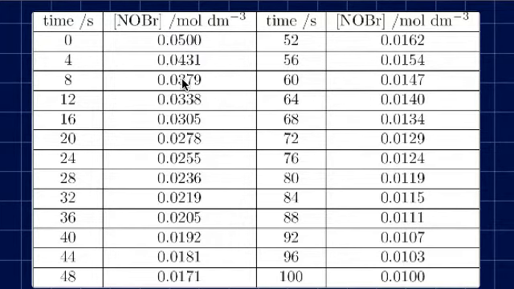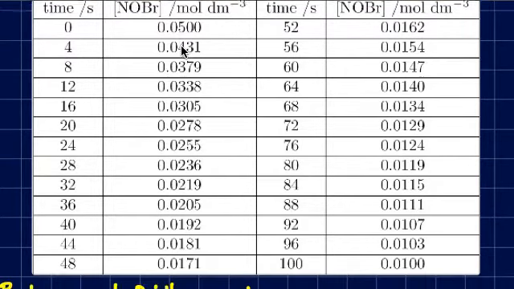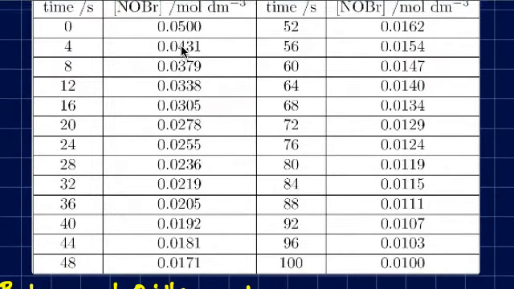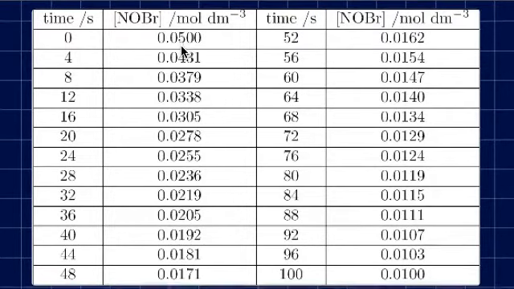The 0.05 concentration goes down, goes down, goes down, goes down, 48. Looks like every 4 seconds I measure the concentration. It keeps on going down to 0.01. Started at 0.05. How can we describe the rate of the reaction?